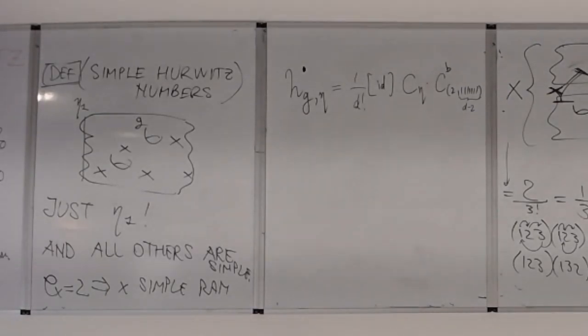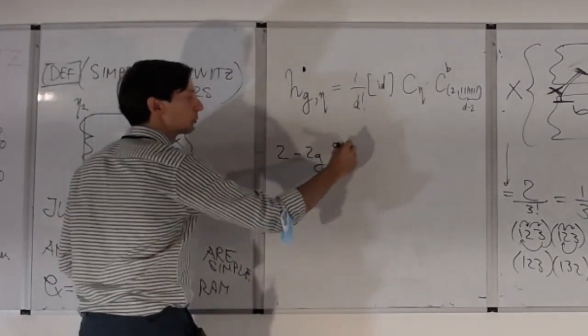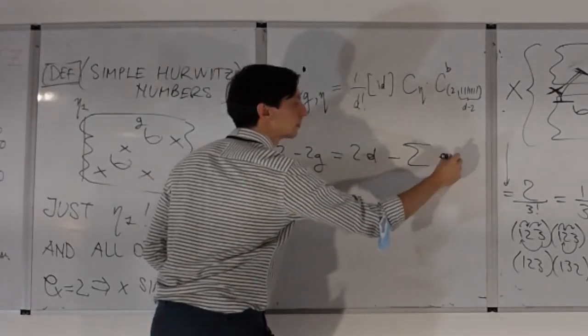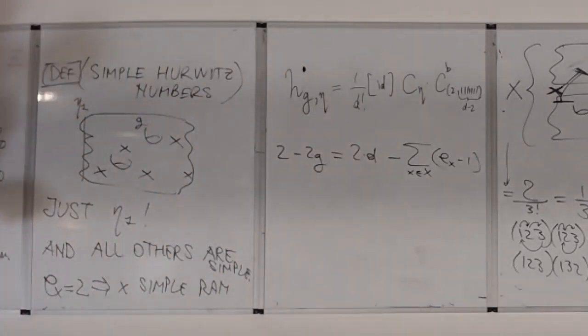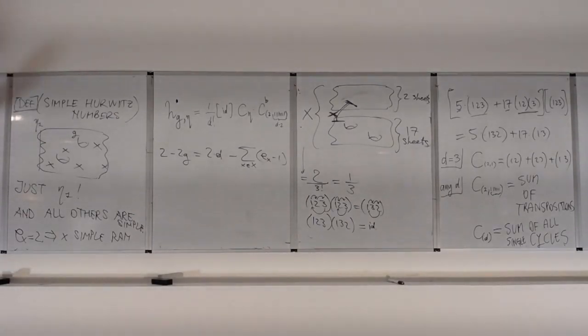Now you can complain again. What is b? Exactly, that's exactly the complaint. So, what is b? It must be given by the Riemann-Hurwitz formula. So the Riemann-Hurwitz formula is 2 minus 2g equal to 2 times the degree, because the genus is 0, minus the sum over e_x minus 1, x in X. Okay, but now let's think. There is just one single ramification that is doing something interesting, and all the other ones are mild.